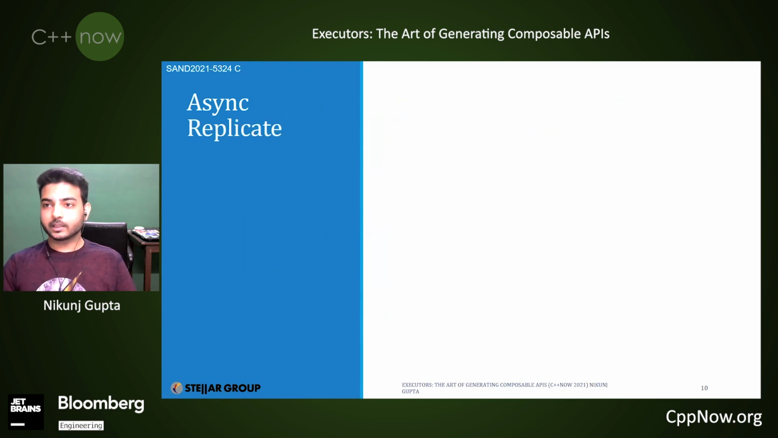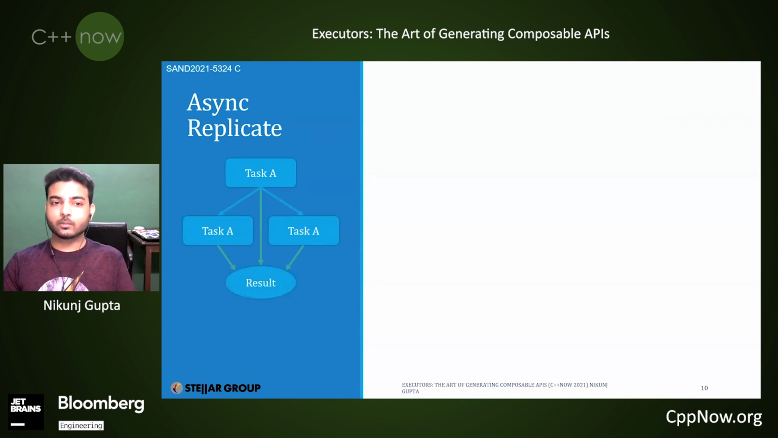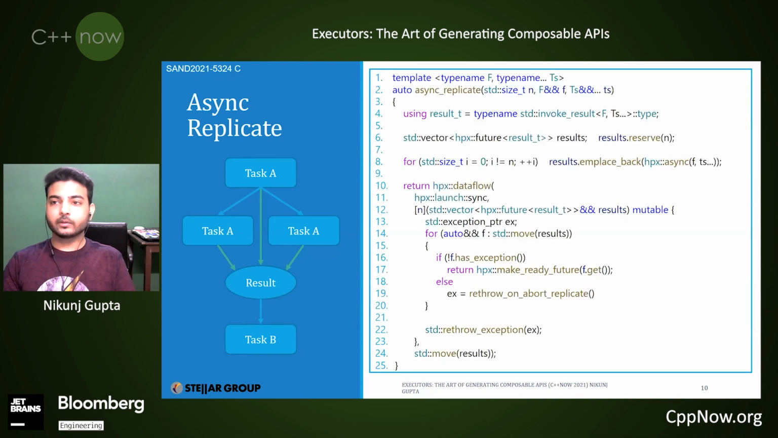Next is async replicate. It's again a very intuitive method wherein you take a task A, you replicate it up to n times, and you get results from all of these tasks. Once you get the results, you simply send the result to task B. Now, again, this is dependent on exception handling. So what we do is we send in the first result that did not have any exceptions. And the implementation itself is again very simple.